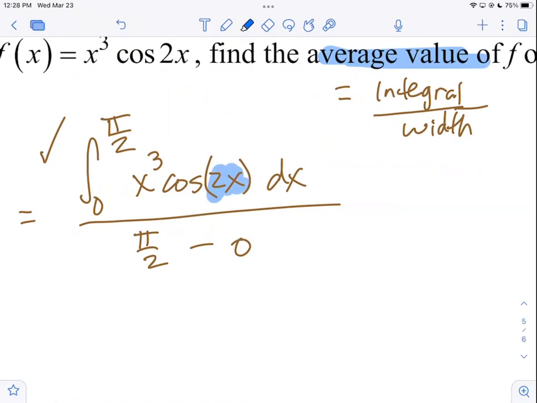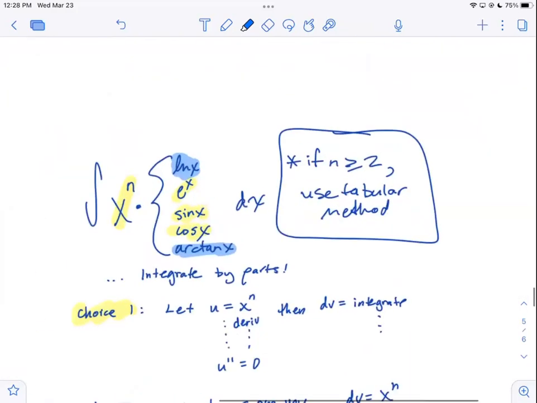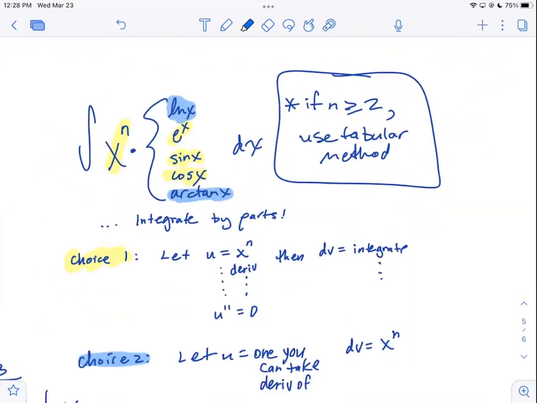Crap. Now, what if that had been 2x to the 4th? Then would we have been in business? Then we would have been in business, because then we're off by a constant multiple. The antiderivative of cosine of blob is sine of blob. But that didn't happen. So does it fit this format up here? A power of x times one of those dudes?